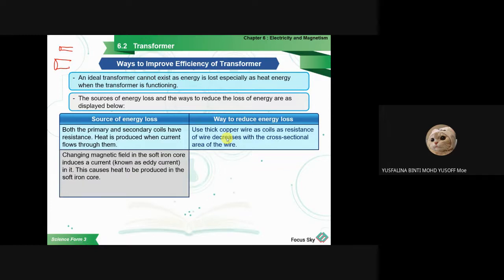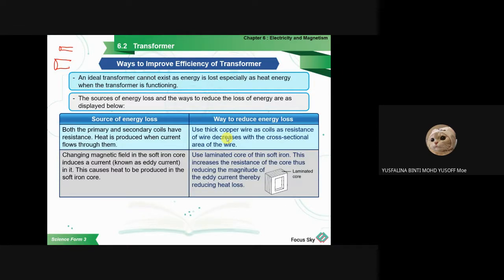And then the changing magnetic fields in the soft iron core induce a current known as eddy current in it. This causes heat to be produced in the soft iron core. So what you can do is use a laminated core of thin soft iron. Laminated means the loss of energy as heat will decrease. This will increase the resistance of the core, right? Using the laminated core means you make it like layers. You just arrange the soft iron core in layer form, so that we call it the laminated core, right?